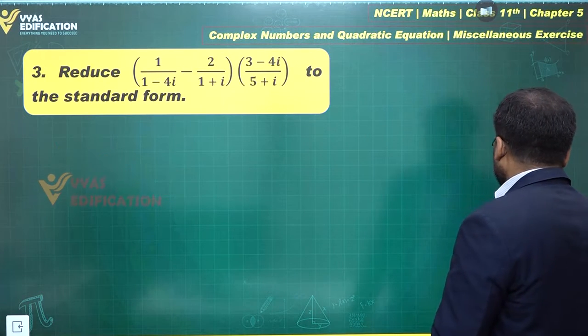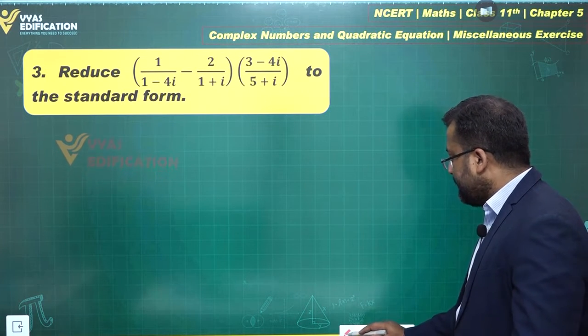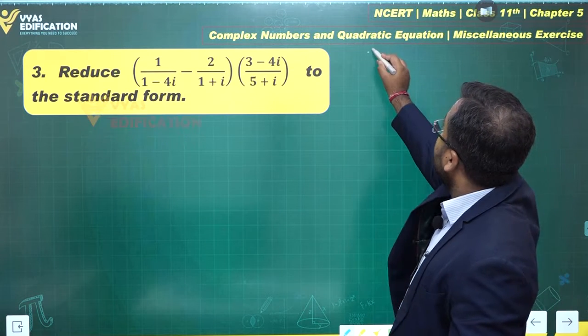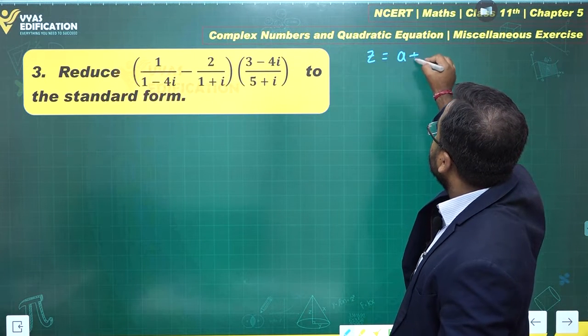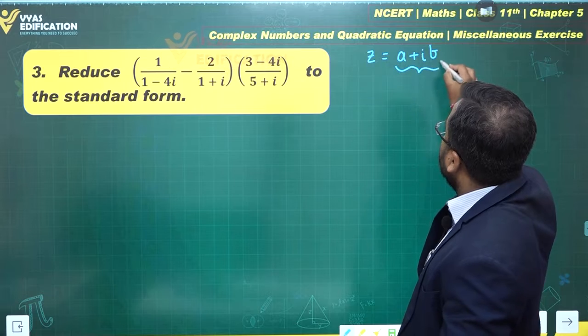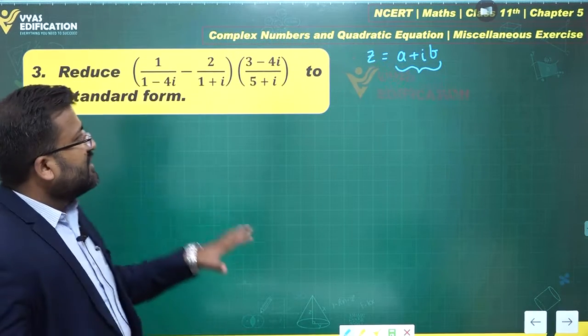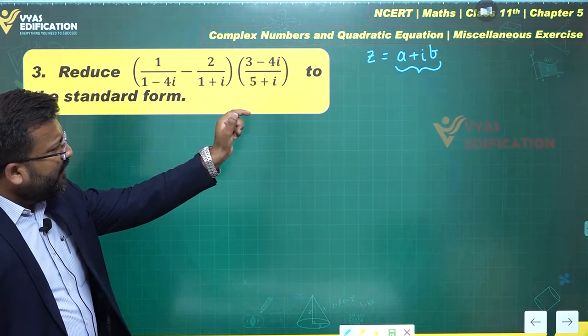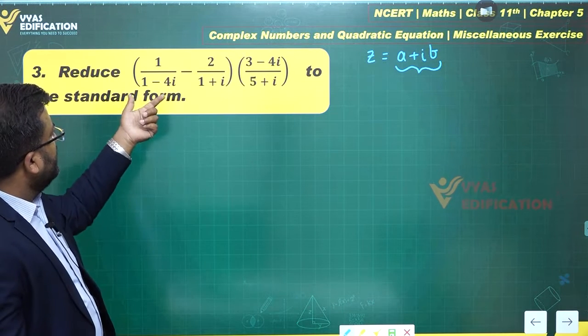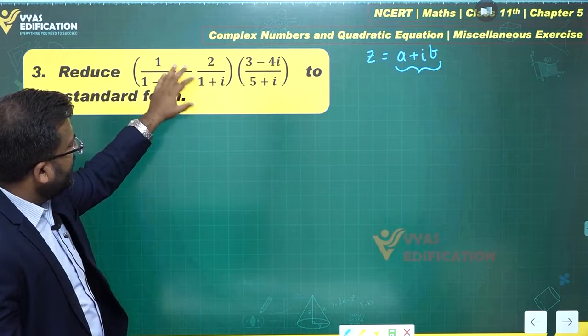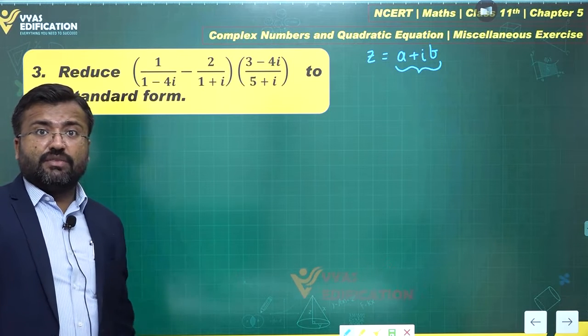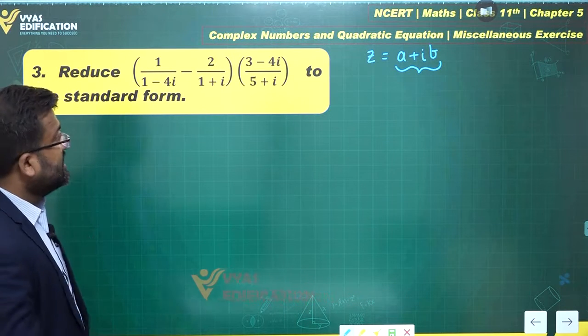For any complex number, the standard form is z equals a plus ib. Now, this is the form which is called standard form. So, for converting this complex number into that simplified form and the standard form, we'll have to first manipulate this whole thing and simplify this complex number. Let's try to simplify this complex number somehow.